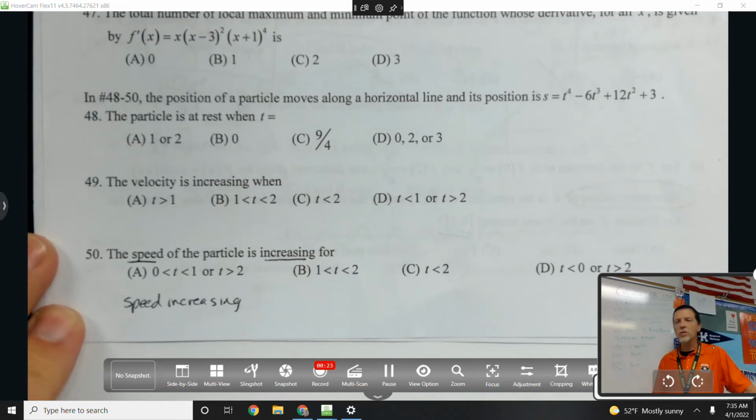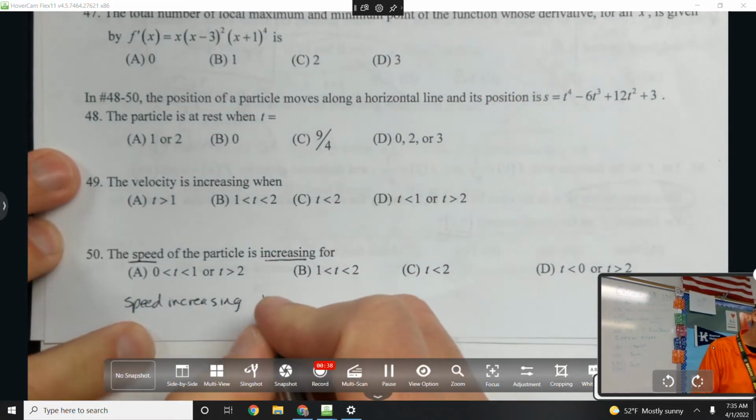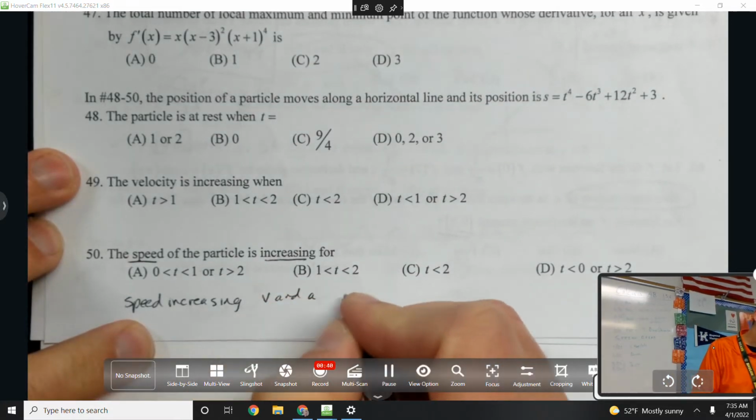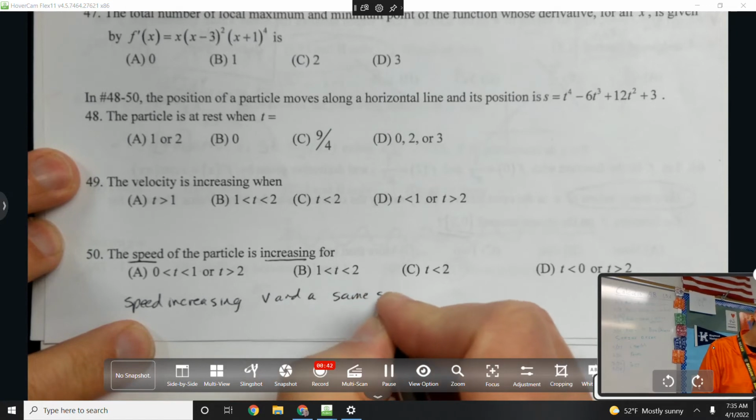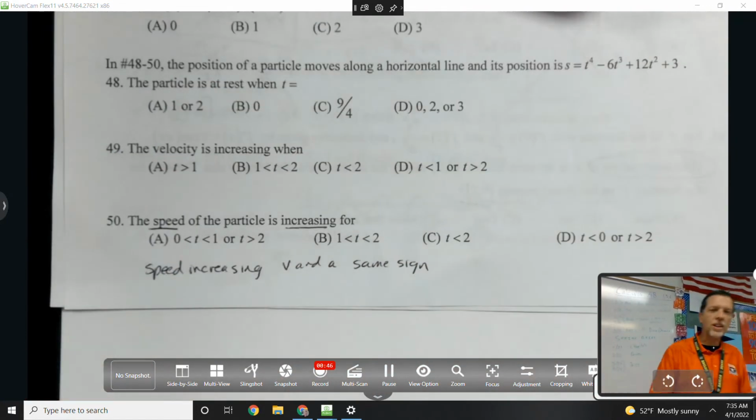Do you remember the rule for this, or is this why you're asking? The speed is increasing if velocity and acceleration are both the same sign. If velocity and acceleration have the same sign. Right, that's kind of tricky. If your acceleration is negative and your velocity is negative, let's do the other one first.